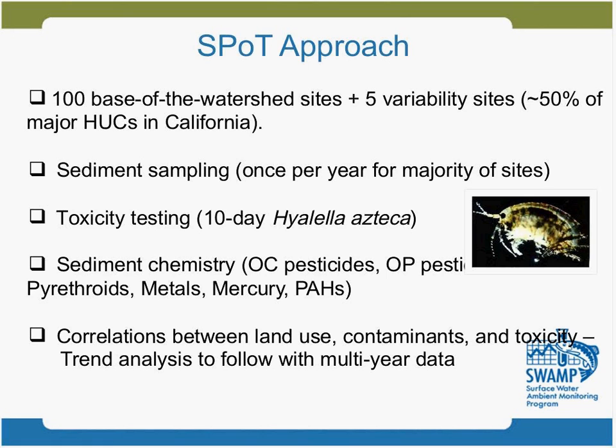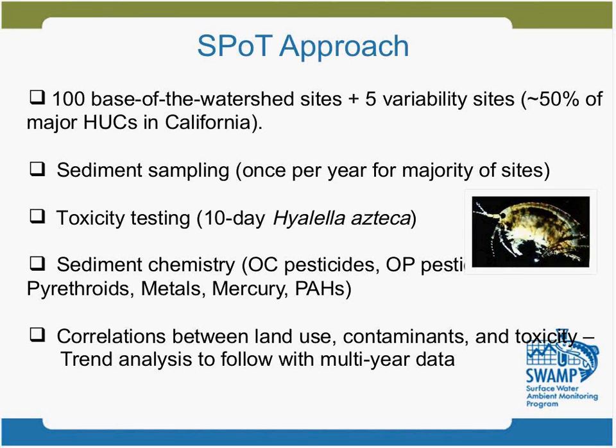So it is basically the base of the watershed sites, integrator sites, and we have approximately 100 right now. It varies somewhat. Five of the sites are also being sampled to look at temporal and spatial variability, so that's a subset of those 100 sites. And so we're covering about 50% of the major HUCs in California, and that's the USGS designation of hydrologic unit code, so they're basically the bigger watersheds.